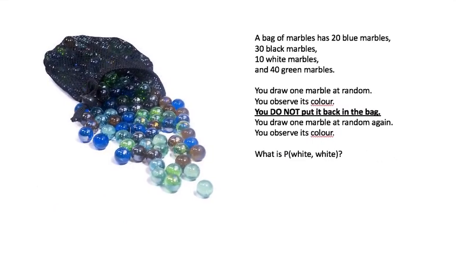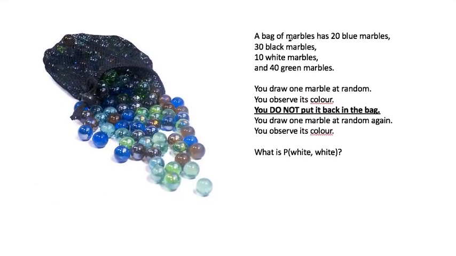In this example here, still got my bag of marbles, still 100 marbles, still 20 blue, 30 black, 10 white, 40 green. I draw one marble at random and I observe its color, but I don't put it back in the bag. Okay, so let's do that first step first. I'm drawing a marble out of my bag of 100 marbles, so the total possible outcomes are 100. What is the probability that this first step gives me a white marble? Well, there's 10 white marbles, so the probability of that is 10 out of 100.